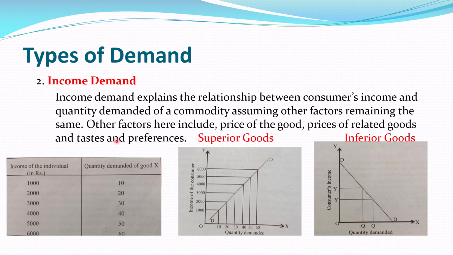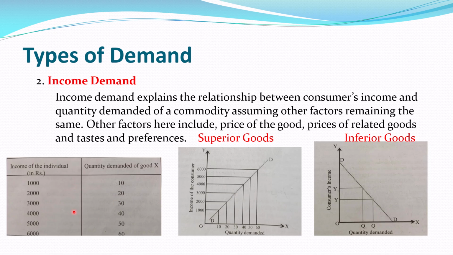Other factors here are the price of the good, the price of the related goods, and the taste and preference of the consumer. So when there is no change in the price of the good, when there is no change in the price of related goods, and there is no change in the taste and preference of the consumer, then the quantity demanded of X commodity depends on the income of the consumer.